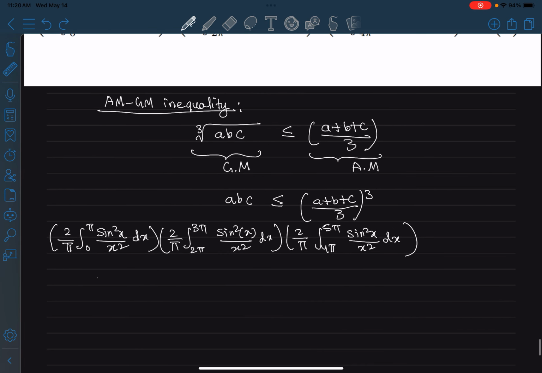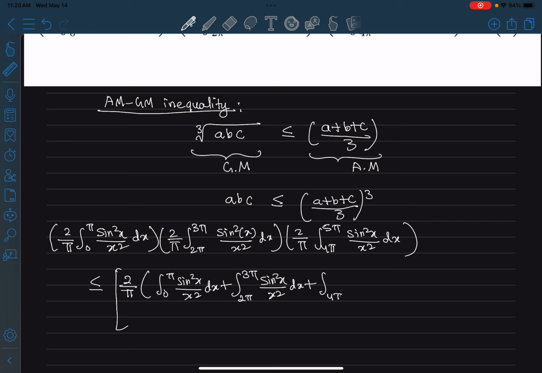And if I use that, this will be less than or equal to the sum, right? I can take 2 by pi common, and then just sum all of them. Integral from 0 to pi of sine square x by x square dx plus integral from 2 pi to 3 pi of sine square x by x square dx plus integral from 4 pi to 5 pi of sine square x by x square dx, right? This sum is divided by 3 whole cube, right?